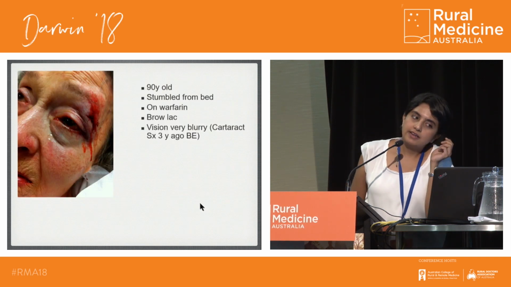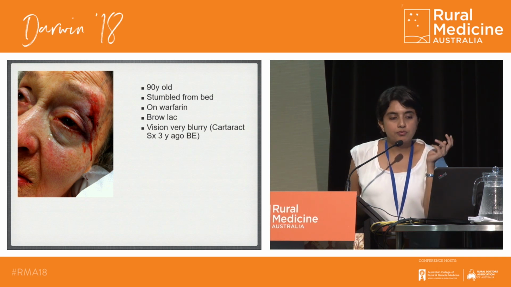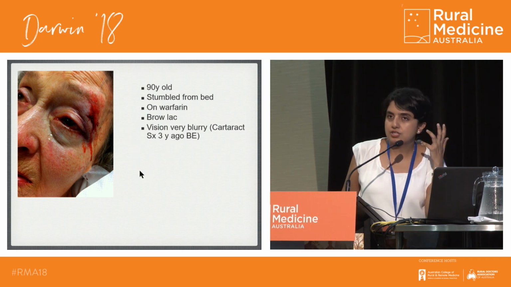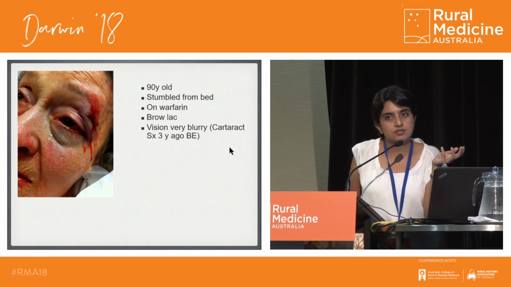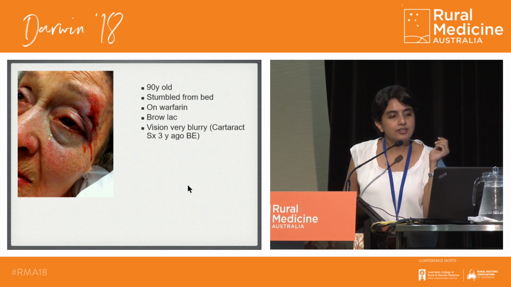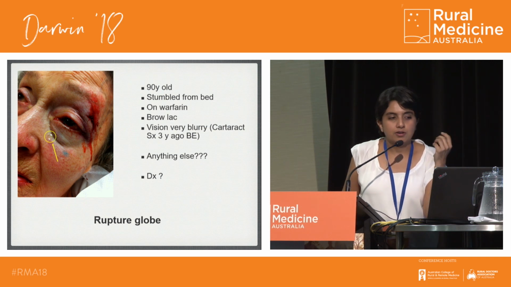So this lady, a 90-year-old lady who stumbled from a bed in the nursing home, she was on warfarin. When she presented to emergency, there was an obvious brow laceration that can be seen. However, she repeatedly complained that her vision was really blurry in that eye, and the only ocular history we could get was that she'd had cataract surgery from a private surgeon 3-4 years ago, so that was not recent. Anything that you can see in that picture? That's her intraocular lens that is out. So she's had a ruptured globe, or basically lost integrity of the globe, and the lens has plopped out of the eye.